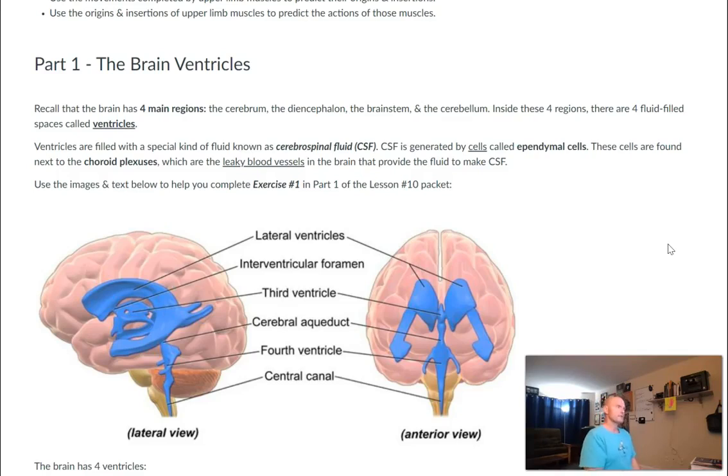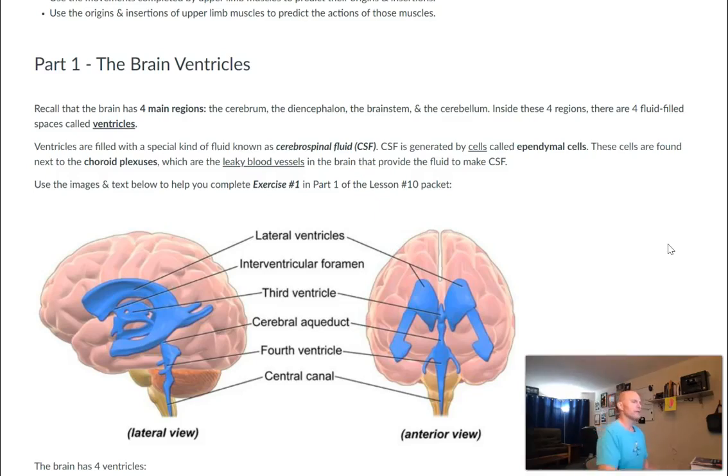And inside the ventricles flows this stuff called cerebrospinal fluid, which we're going to talk more about in the lecture in this coming week. But the cerebrospinal fluid is generated by these cells called the ependymal cells, which are found within the choroid plexuses.